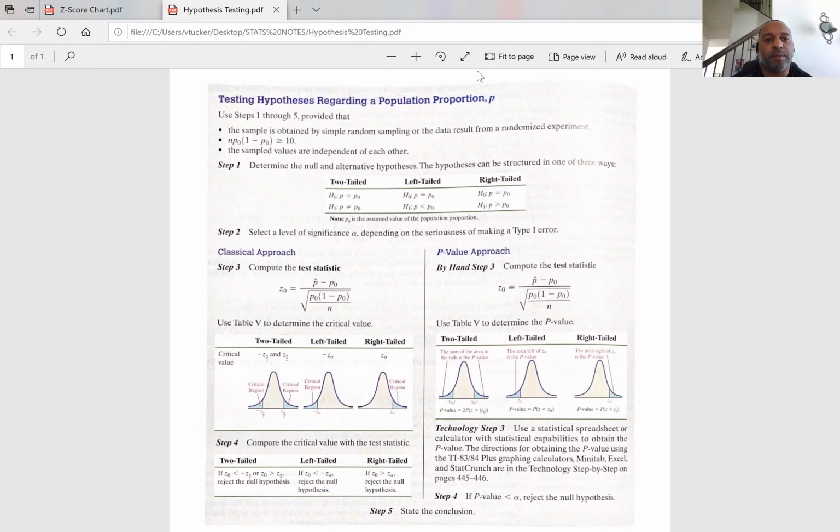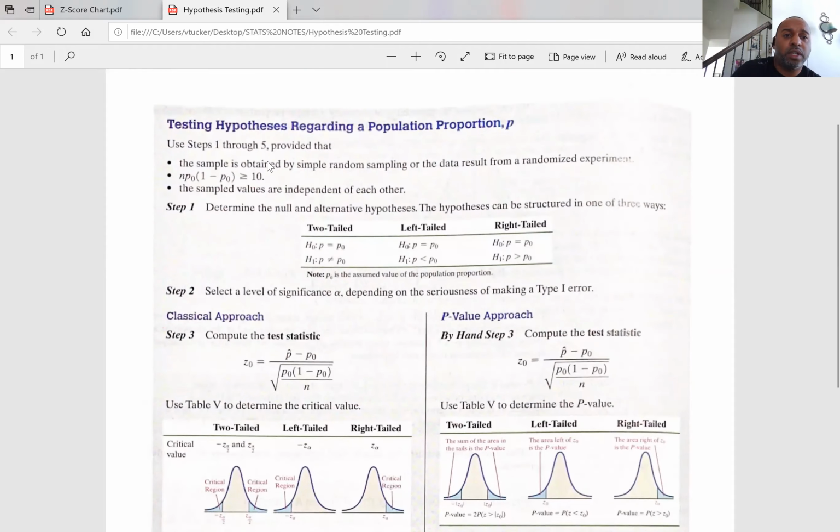So I sent you this document yesterday, testing hypothesis regarding the population proportion. So there are two different approaches. Notice you have these initial steps here, initial conditions up here. So the main thing here: n times p, where n is your sample size and p is your population proportion, times 1 minus p, has to be greater than or equal to 10. So they may ask you to test that, and all that is just multiplying your numbers together.